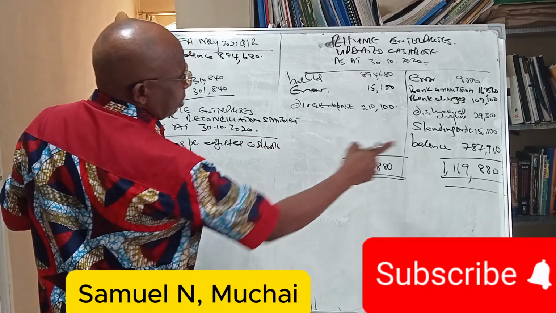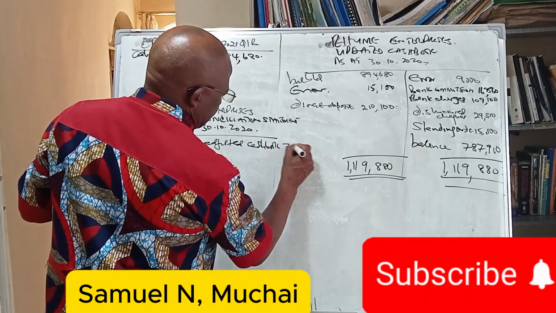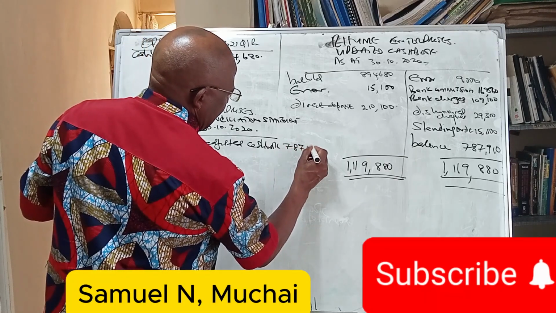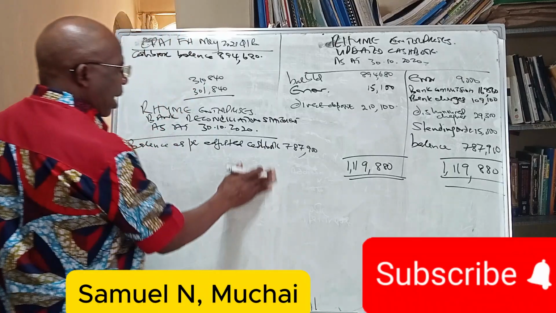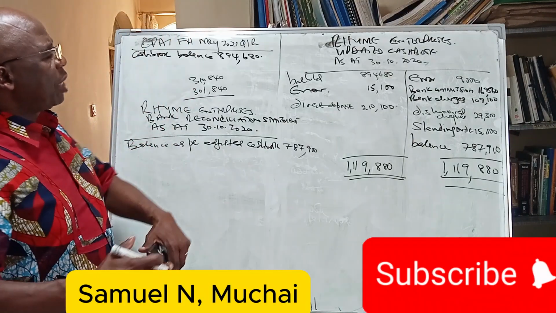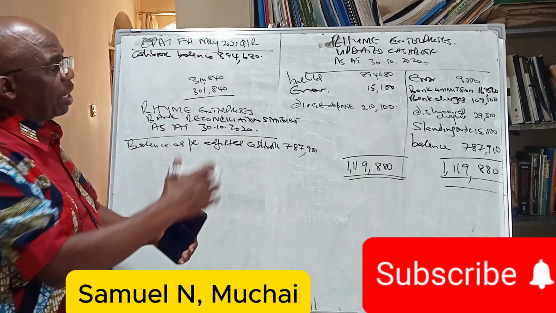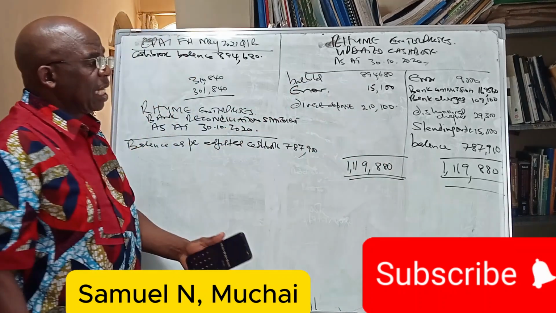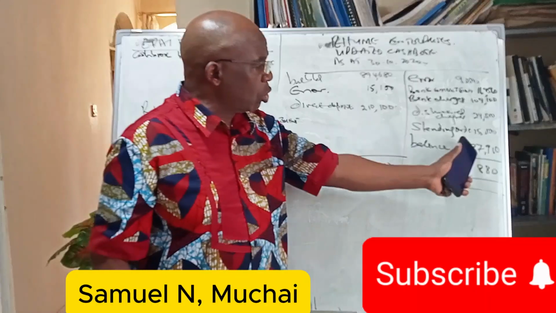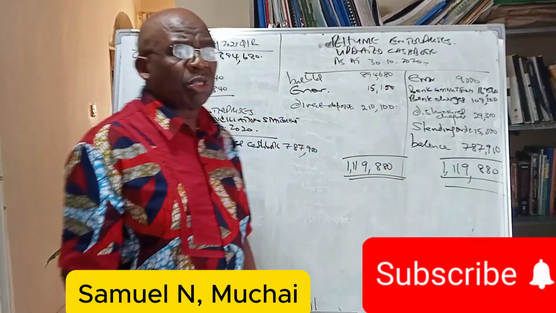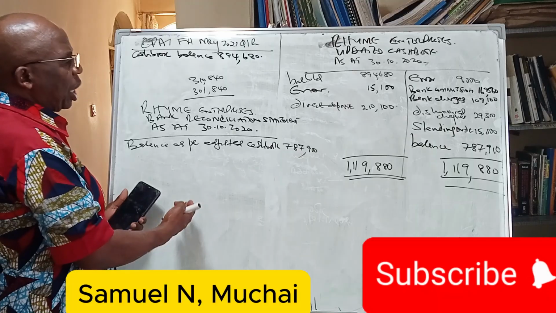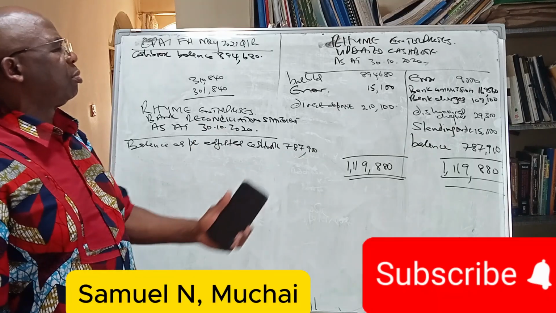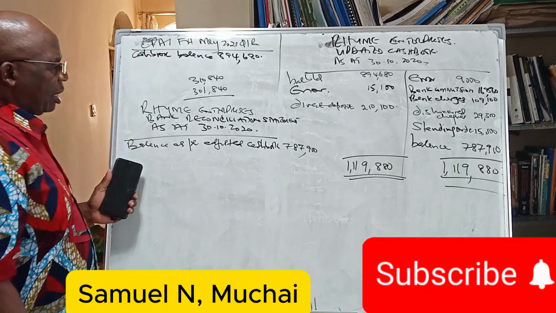Balance as per adjusted cash book, 787,910. That is the balance we are reconciling. We have resolved all the other differences because we have adjusted the cash book balance, and this is the accurate balance to be shown in the balance sheet. But we are now doing a reconciliation between the cash book and the bank statement.